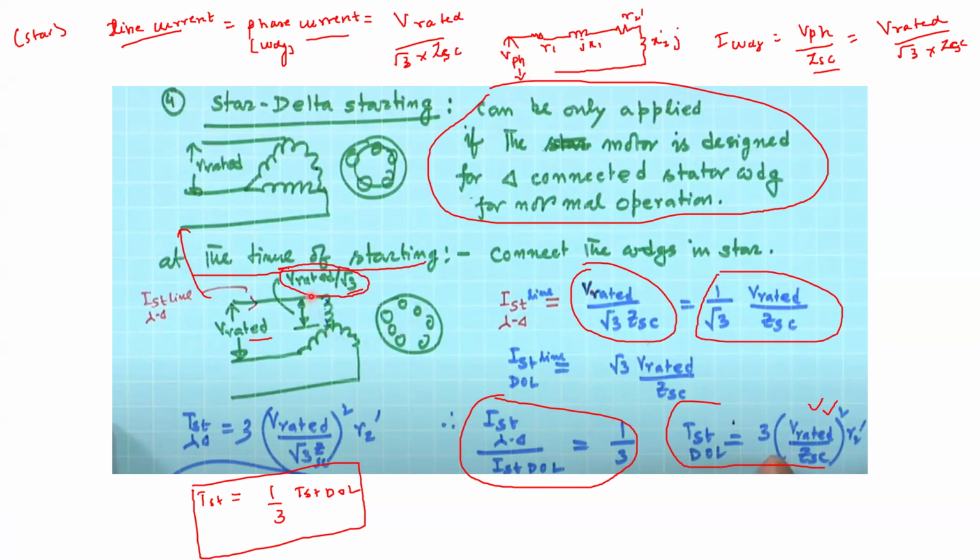So when we connect it in star in the beginning, the phase voltage is reduced by root 3 times. Because this phase voltage is reduced by root 3 times, automatically the current is also reduced by root 3 times. But when you bring back the delta connection, the voltage will be the same. So what you are ensuring is that you have less starting current in the beginning.